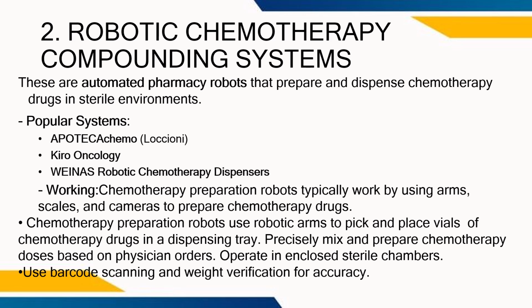Next, how it works. Chemotherapy preparation robots typically work by using arms, scales, and cameras to prepare chemotherapy drugs. They use robotic arms to pick and place vials of chemotherapy drugs in a dispensing tray. Precisely mix and prepare chemotherapy doses based on physician orders. Operate in enclosed sterile chambers. Use barcode scanning and weight verification for accuracy. So this is how it works. In the next slide, I'm going to show a picture of how it really looks.